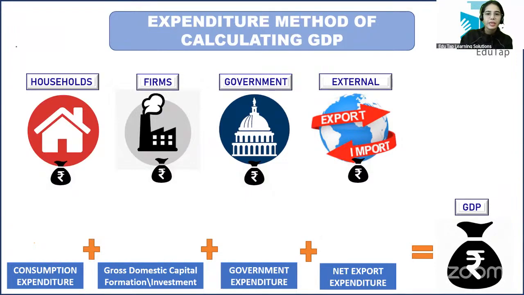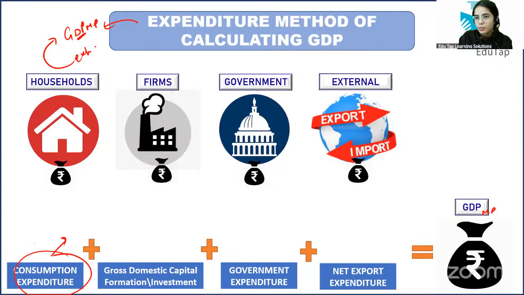So expenditure method calculates GDP at MP. Whenever GDP is alone, it is GDP at MP. Okay, so expenditure method directly calculates GDP at MP. So we are seeing the expenditure that is happening on the domestic product. So we are doing the consumption expenditure. That is also known as household consumption expenditure.